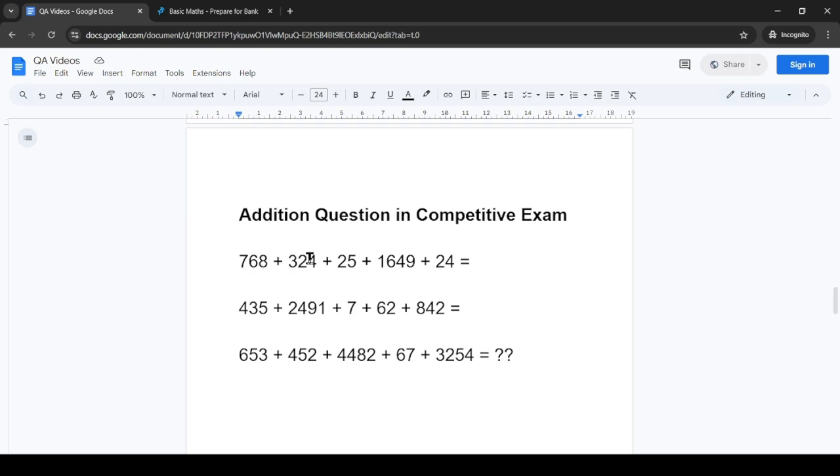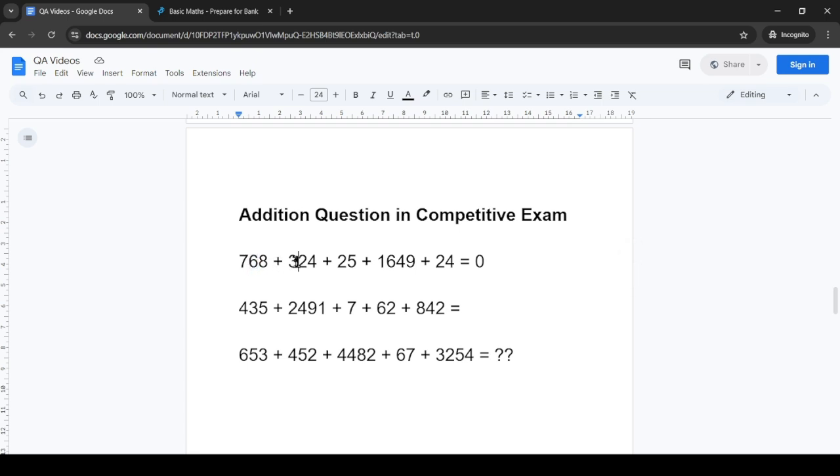8 plus 4, that is 12. Now 12 plus 5, that is 17, and now 17 plus 9, that will be 26, and now 26 plus 4, that will be 30. So we will write 0 over here, and we will have a carry of 3. The 3 will be placed with the second digit, right? So 3 plus 6, that will be 9 over here.